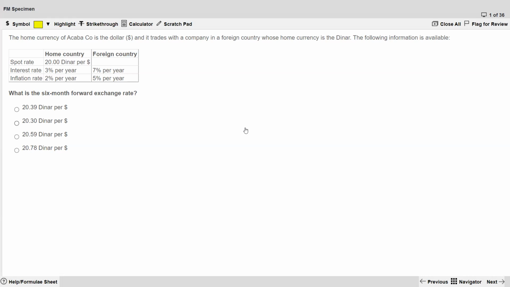Now, the first question in front of us is about the foreign currency forward exchange rate. It says the home currency of ACCA is the dollar, and it trades with a company in a foreign country whose home currency is the dinar. The following information is available for the home country and for the foreign country. The spot rate is 20 dinars per dollar.